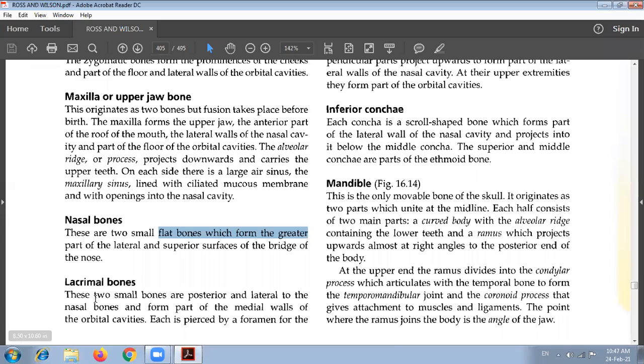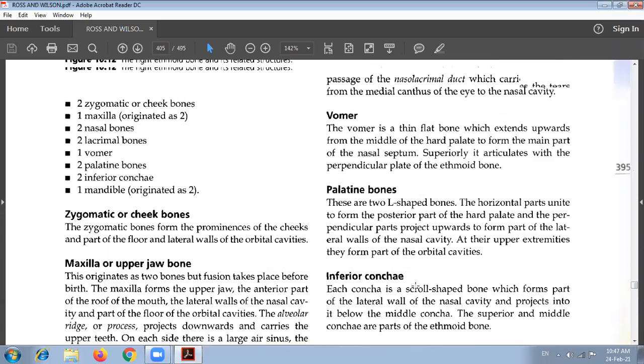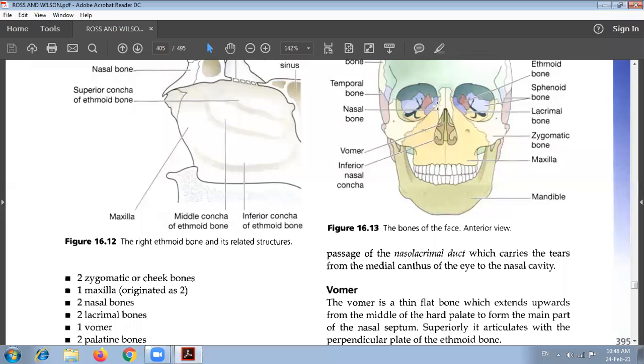Then the lacrimal bones, you can see in this diagram here. These blue colored bones which are present here are nothing but the lacrimal bones. You can see this is the lacrimal bone here near the eye cavity. The lacrimal bone is associated with the lacrimal gland.